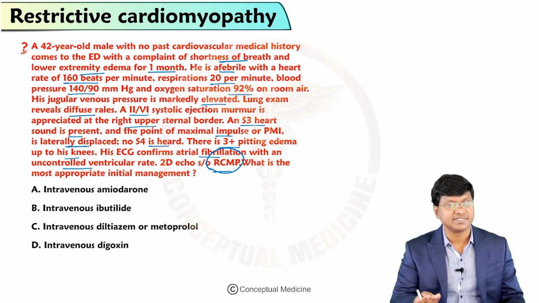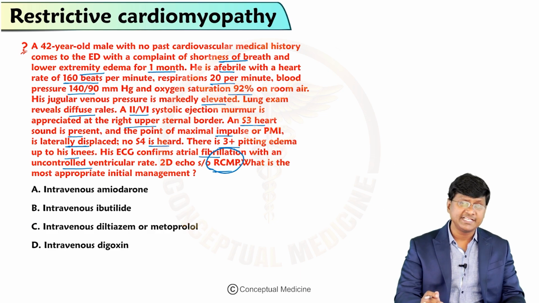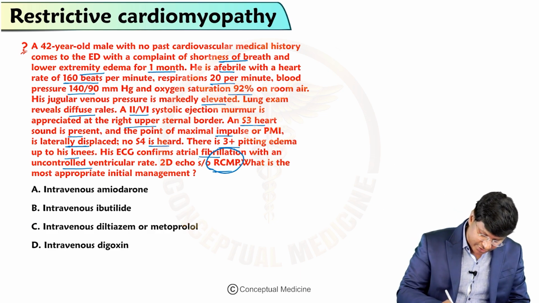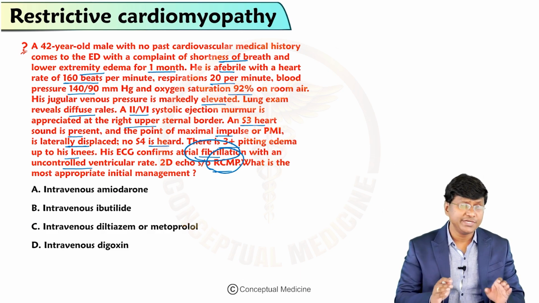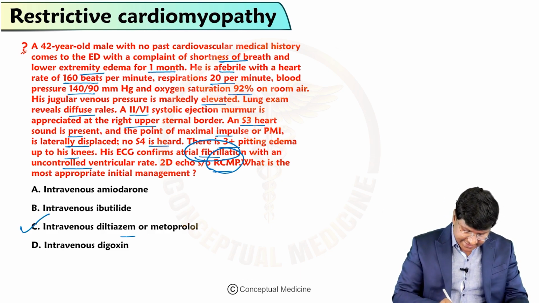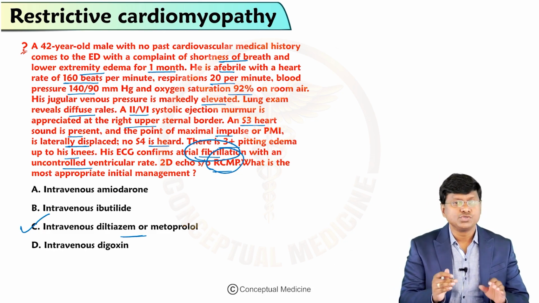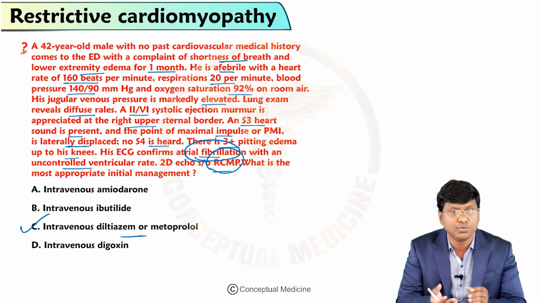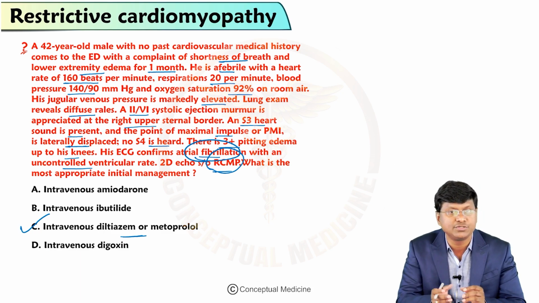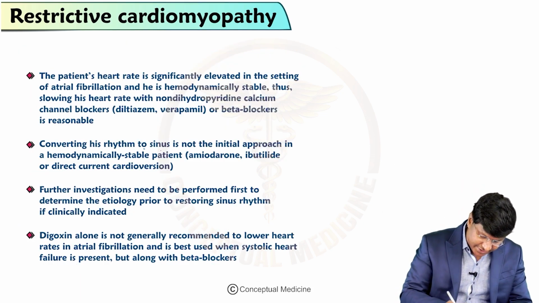Intravenous amiodarone, intravenous ibutilide, intravenous diltiazem or metoprolol, intravenous digoxin. So in these patients, they are in a state of atrial fibrillation. So you need to reduce the ventricular rate, for which you need to give diltiazem or metoprolol. That will be the first line management. Once you reduce the heart rate, that will improve the diastolic filling time, and that will increase the diastolic filling, and the individual will become hemodynamically stable.